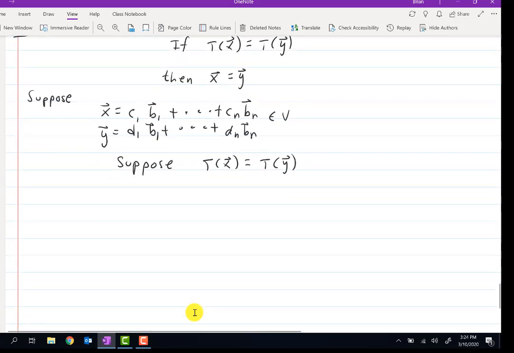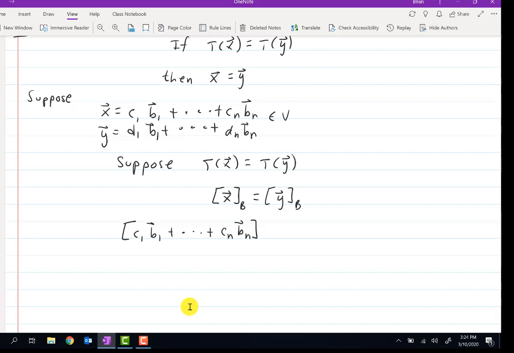So if that's true, well, T of x is equal to this thing, which is x represented in the B basis. And over in the other one, we have y represented in the B basis. To be very complete about this, I'm going to replace x with what it equals written out in terms of those basis vectors. Do the same for y.